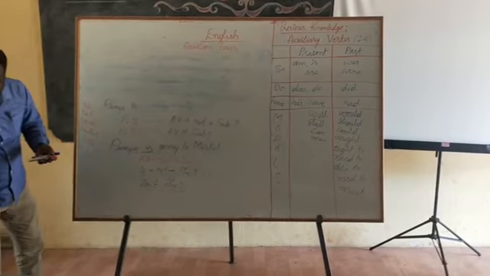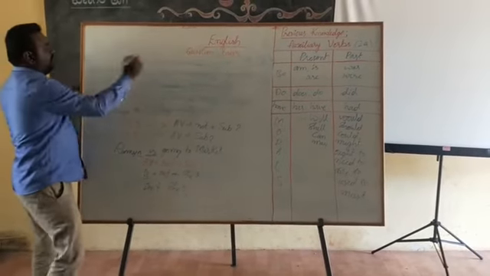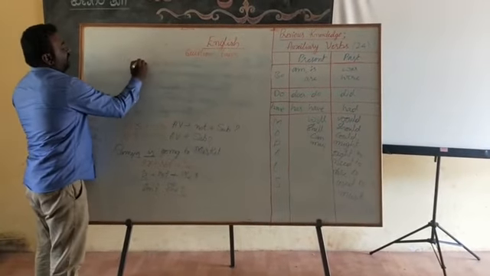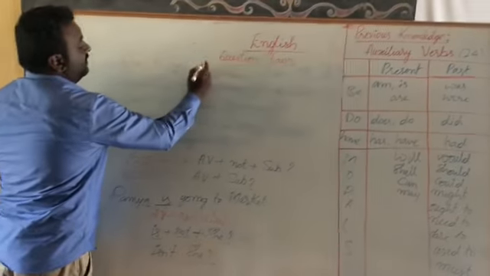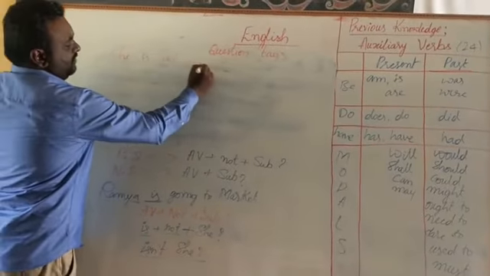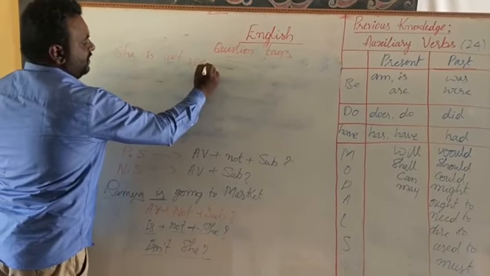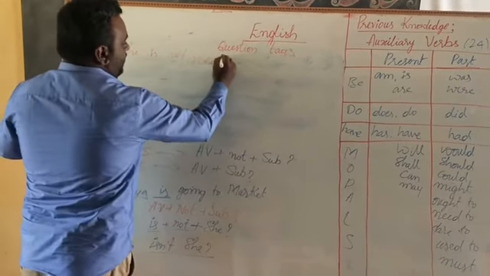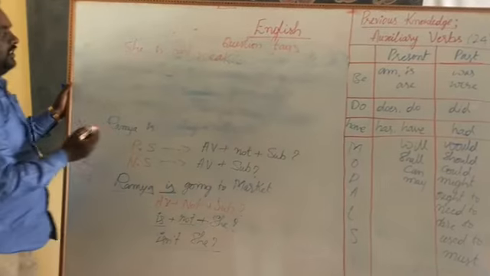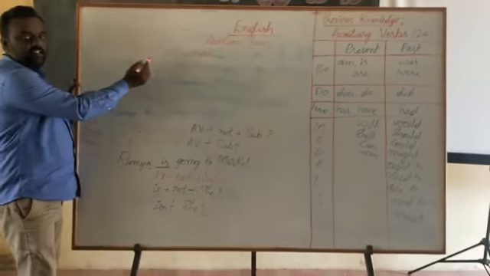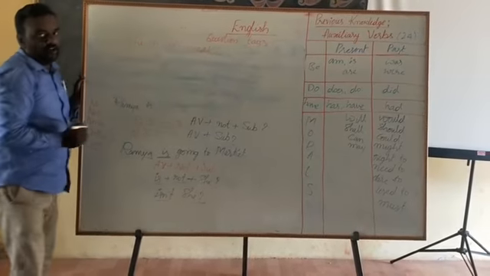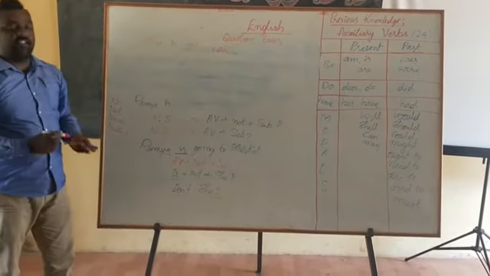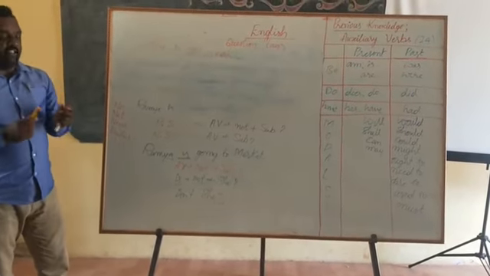So I've taken one more sentence. She is not weak. Here, the given sentence is a negative sentence. How can you come to know? There is a not in the sentence. Hence, it is a negative sentence.